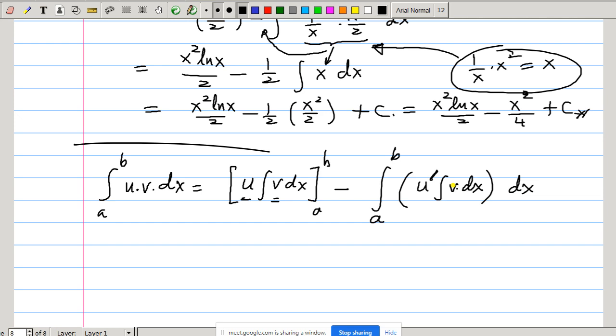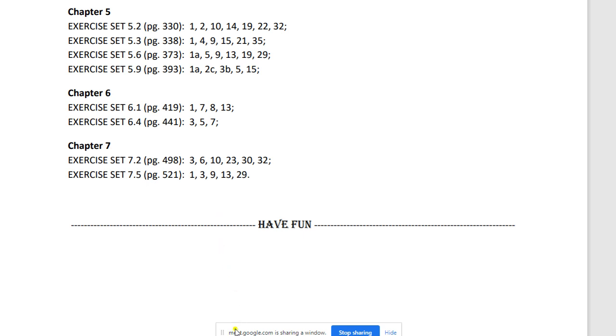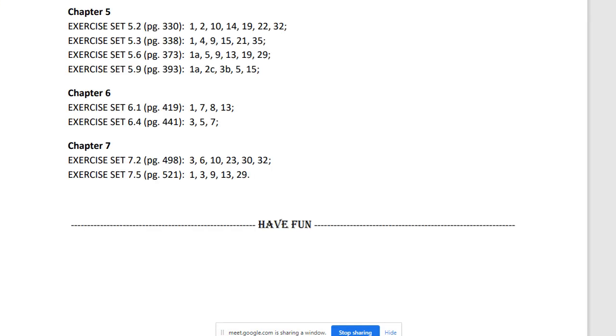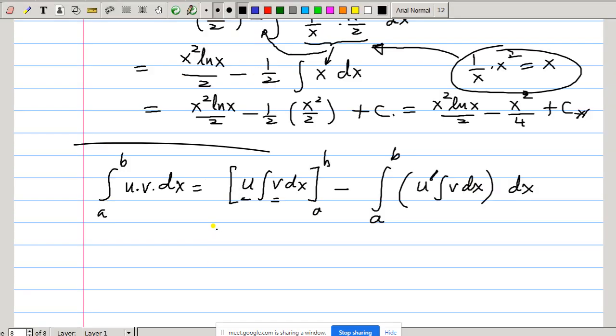This is something which is different than previously. So if I pick a question with limits, I can do that here. Questions 3, 6, 10, 23 do not have the limits. 30 and 32 have limits. So I can do 30. Problem number 30 has limits in 7.2. So this is from square root of e to e natural log of x divided by x squared dx.